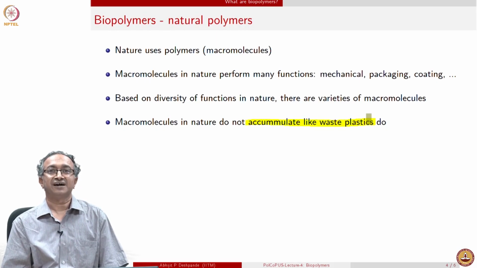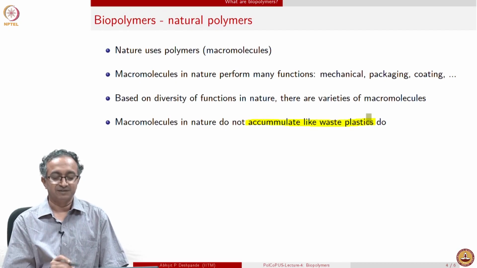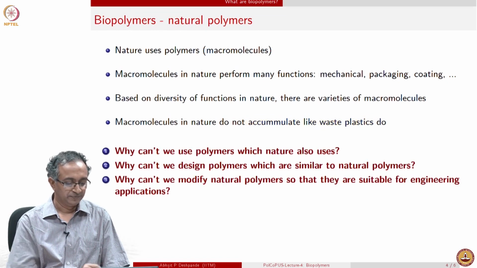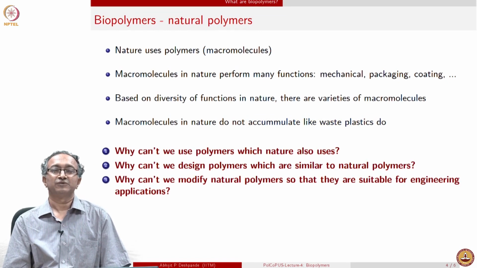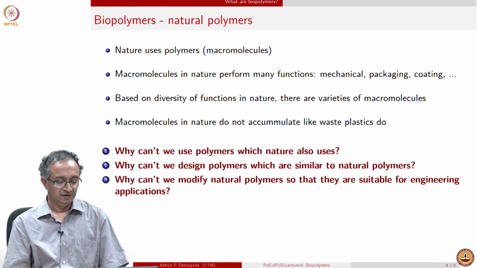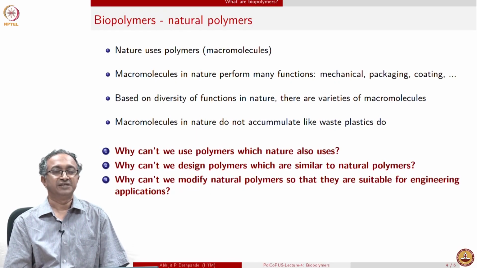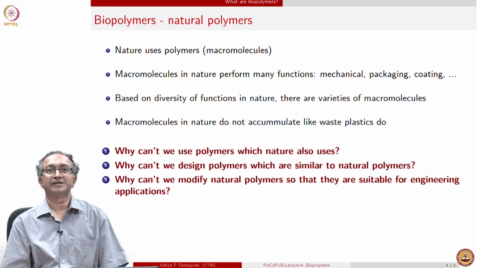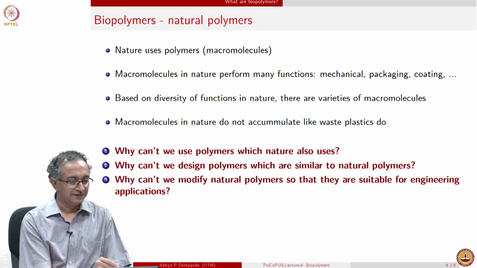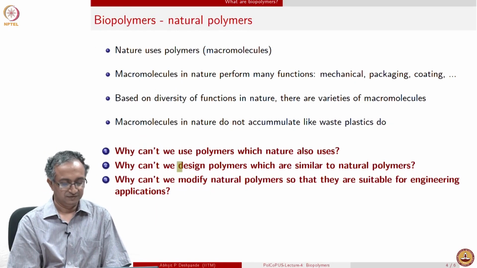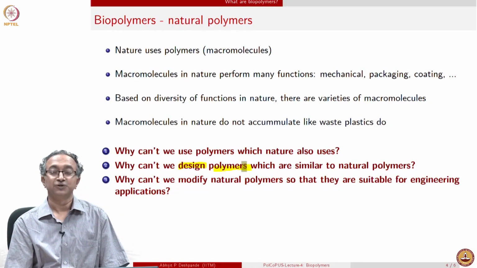The question that we can ask is, given all these similarities with macromolecules of the natural polymer, can we not pose some questions to ourselves? Why can't we use polymers which nature itself uses? We need polymeric materials, we could borrow them from nature. Why can't we design polymers which are similar to natural polymers? So, that is another strategy.